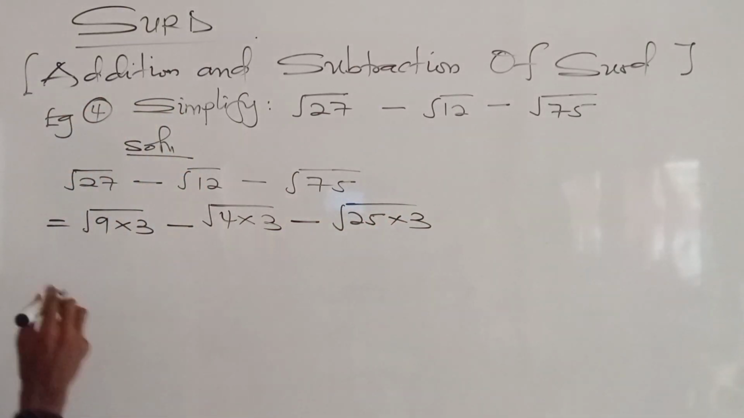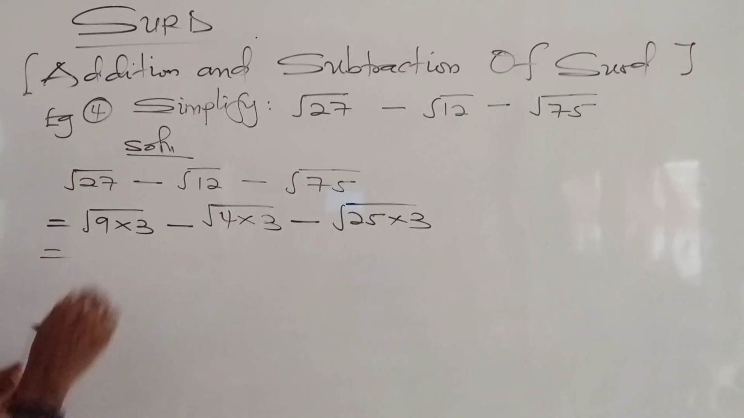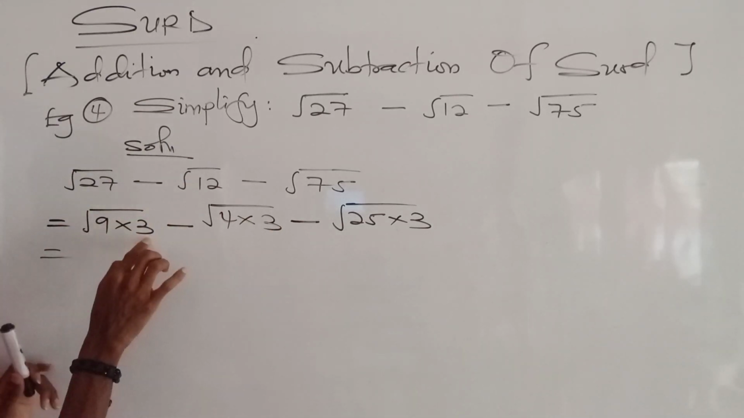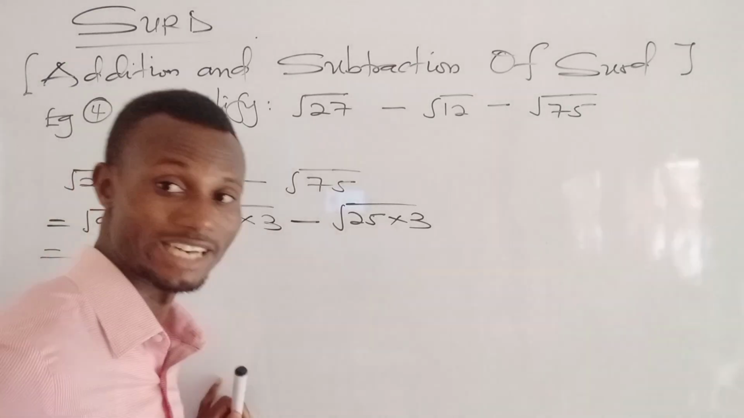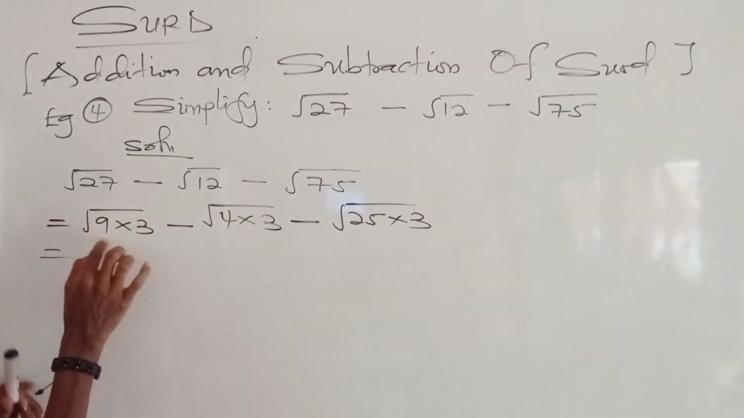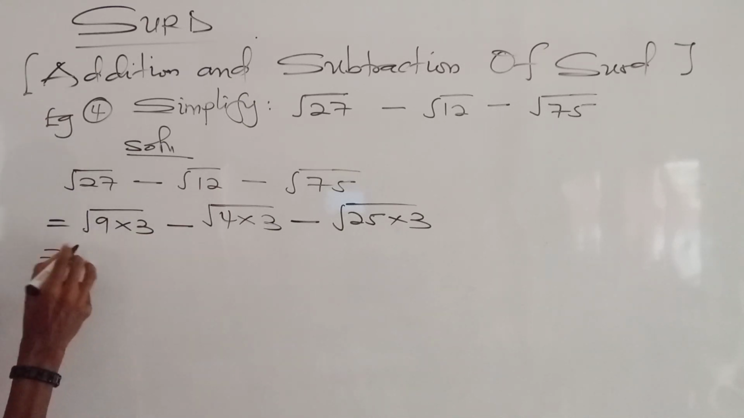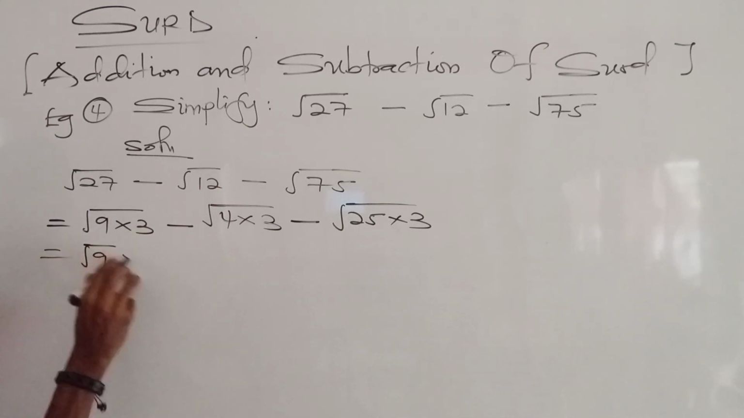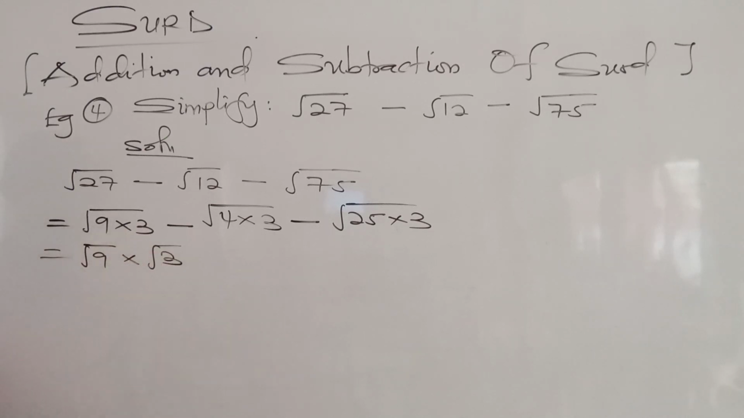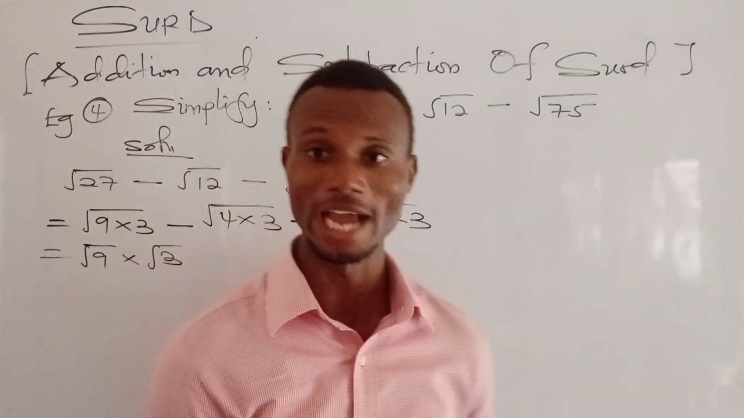Now we have to simplify further. We know that the square root sign will affect everything down here. We've done that a lot in the previous videos. So the square root sign will affect the 9 and also affect the 3. So we can separate them by writing it as square root of 9 times square root of 3. And I hope you agree with me up to this point.